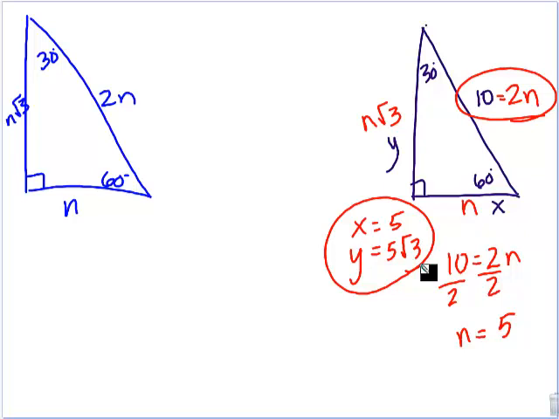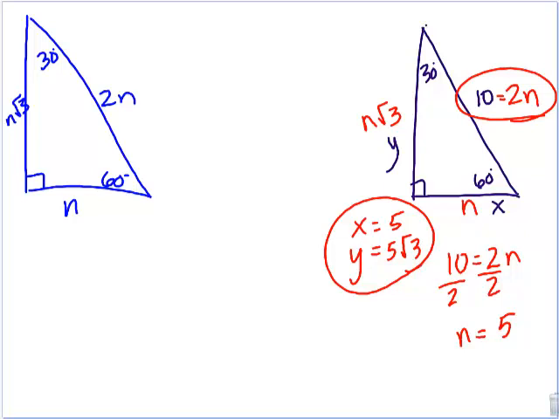And every problem will be like that? Like there will be a side? There'll be one side that you know, and you're going to label it, and the one side that you know is the side that you make your equation out of. It's that easy? Yeah. The hypotenuse will always be 2n, the shortest side will always be n, and the longer side will always be n square root of 3.